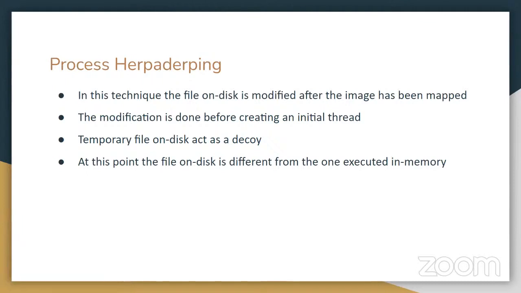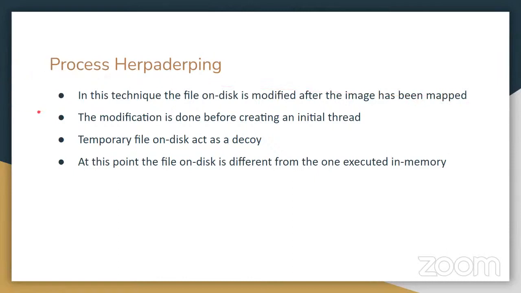So let's start another technique, which is process herpaderping. In this technique, the file on the disk is modified after the image has been mapped into the target process. So let's assume that the file on the disk is our payload. Using that payload file, we have created the image section, and using that image section and the API NtCreateProcessEx, we have created the process object here.